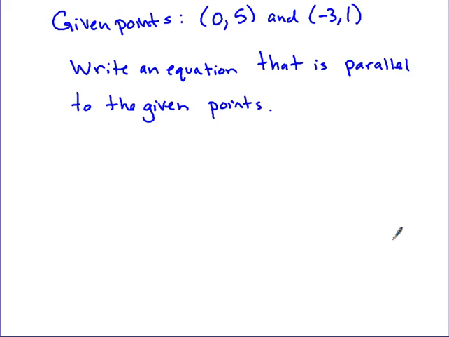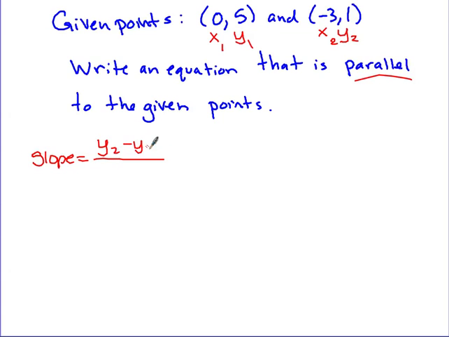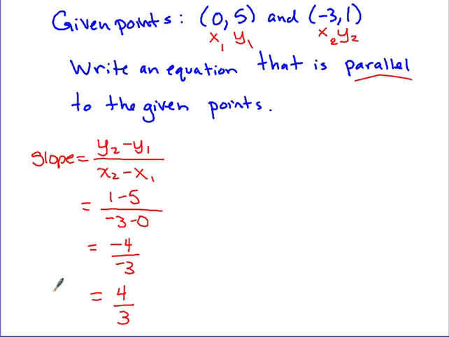Okay, last problem in your notes, and then we'll get you guys started on your homework. So again, given 2 points, write an equation that is parallel to the given points. So first thing we need to do is find our slope. (1 minus 5) over (-3 minus 0), which is -4 over -3. Make sure you simplify first when you're comparing slopes. If you have a negative over negative, that is the same as a positive over a positive.